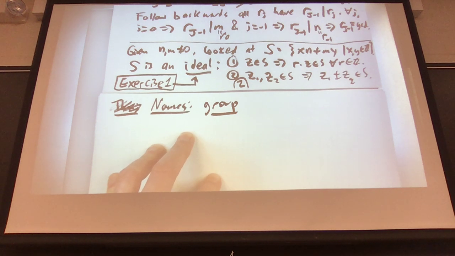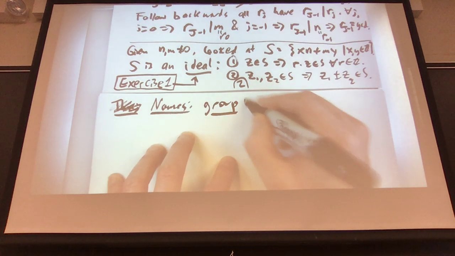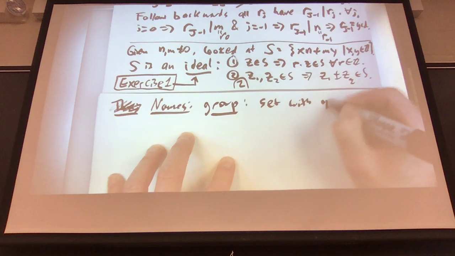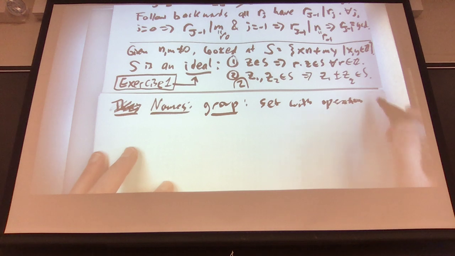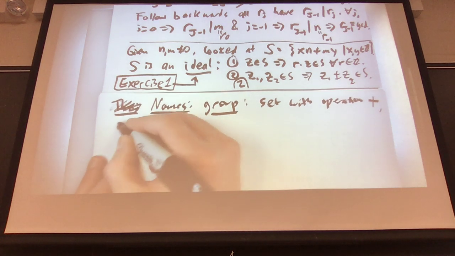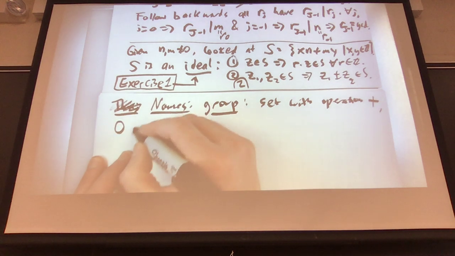You have a set of things, a set with an operation. Let's call that operation plus, although a lot of times that operation will be denoted something else. Sometimes multiplication is the other most common thing. A zero, an identity element, and inverses.